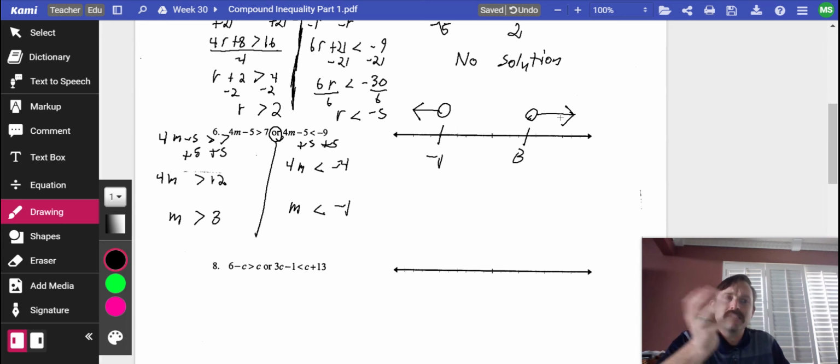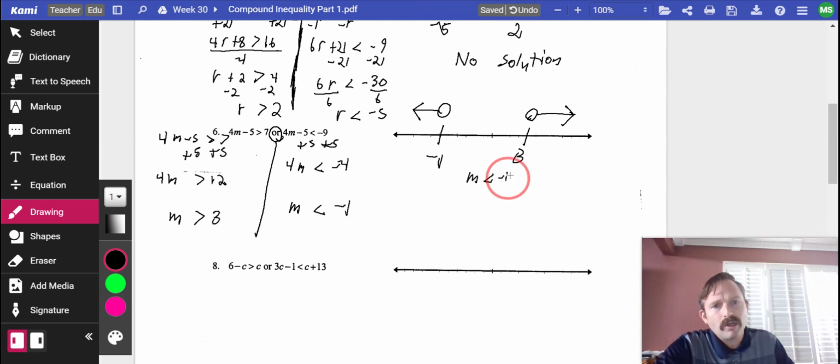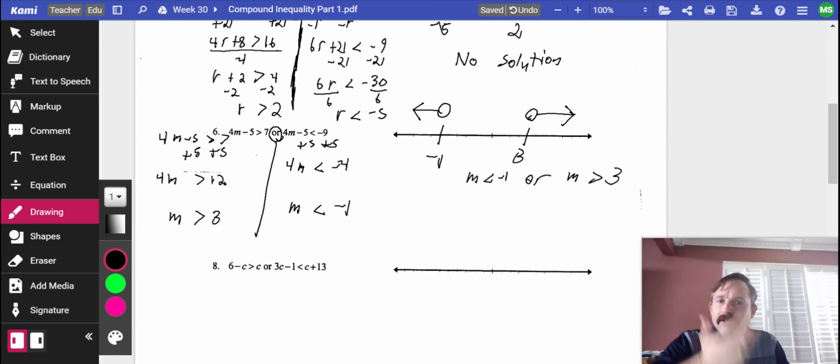Now on this one, it's an "or". You could choose this one or this one. So m is going to be less than negative 1 or m is bigger than 3. There's numbers that would satisfy any of those. The only answers that would not work are any numbers between negative 1 and 3. Let's do number 8.